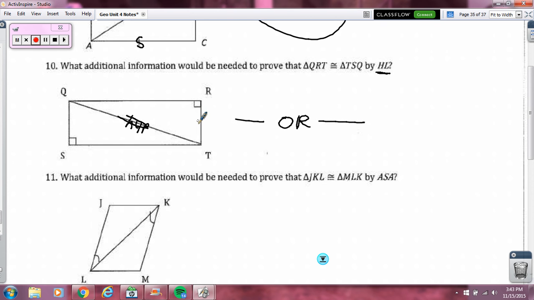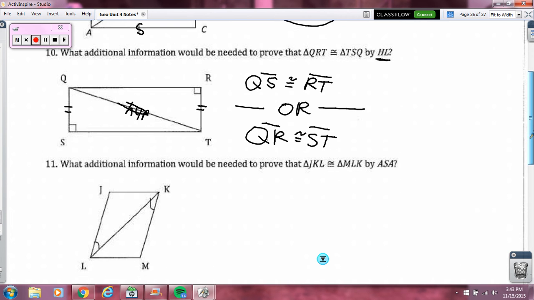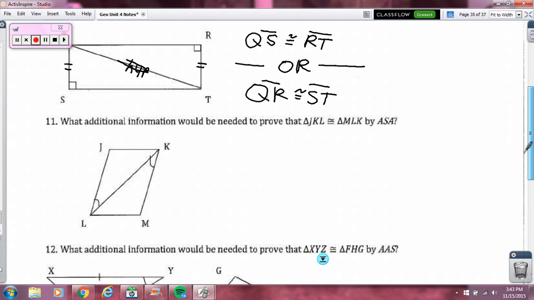So if you decided, oh, I want the two shorter legs to be congruent, then you would say that you need QS to be congruent to RT. And you're done. You can go ahead and do number 11. The other option that somebody might have put, you don't need to write both of these, you would just need to write one, is you could have the top and the bottom, QR congruent to ST. And that would be another perfectly acceptable answer.